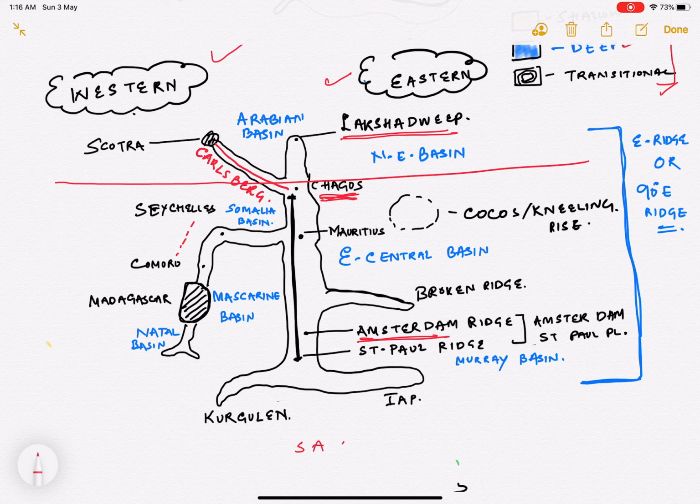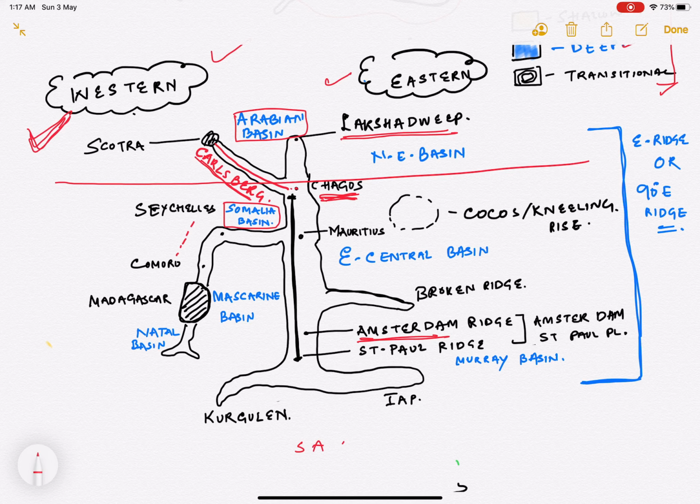Now, let's see over here. From here we have an ancillary ridge. I hope you know what an ancillary ridge is. If you don't, I would suggest you watch my first video on the basic concepts of oceanography. Now, it is the Chagos Socotra Ridge, or we call it the Carlsberg Ridge. It divides your Arabian basin from your Somalian basin. Basically we are discussing the western part now.